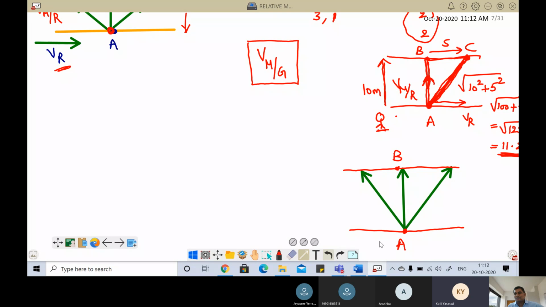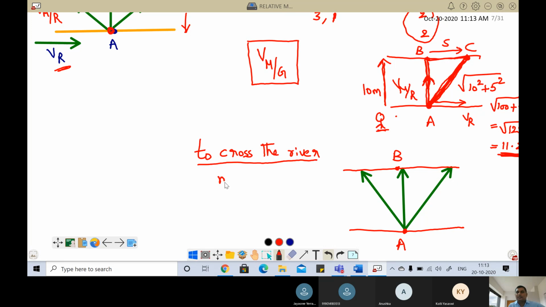Sir, to reach B. No, not to reach B. To get to the other side. To cross the river. I just want to cross the river.